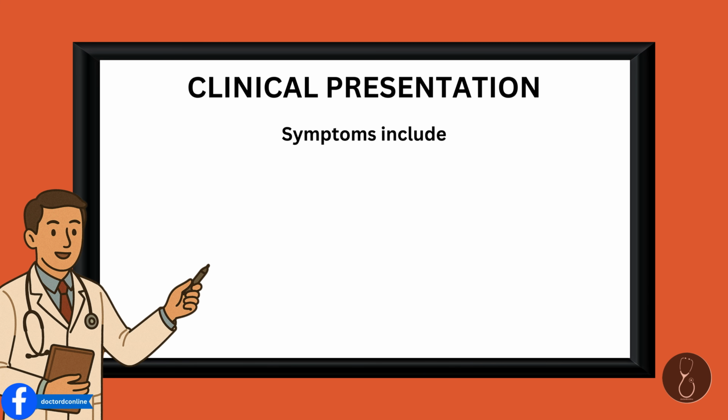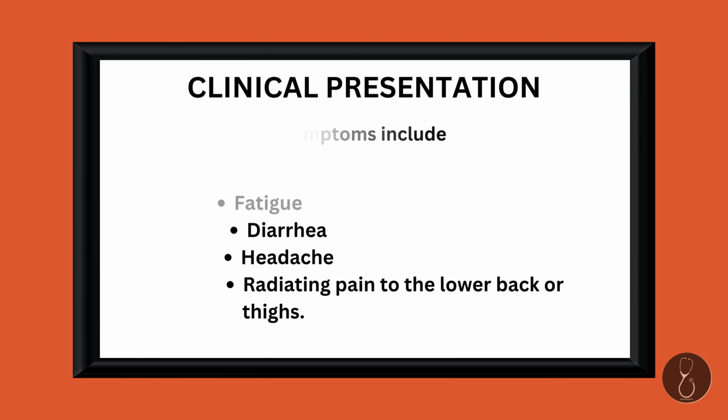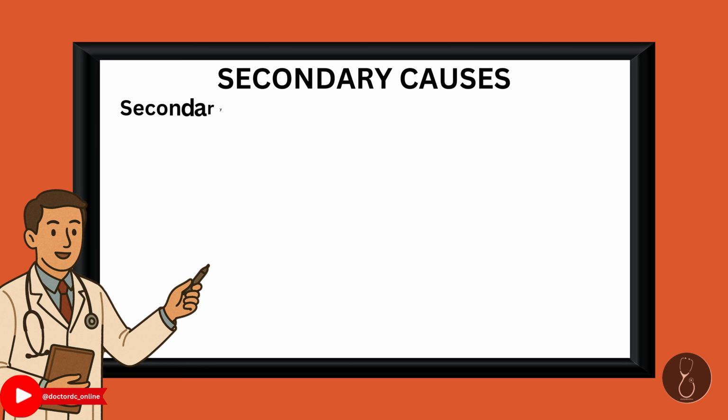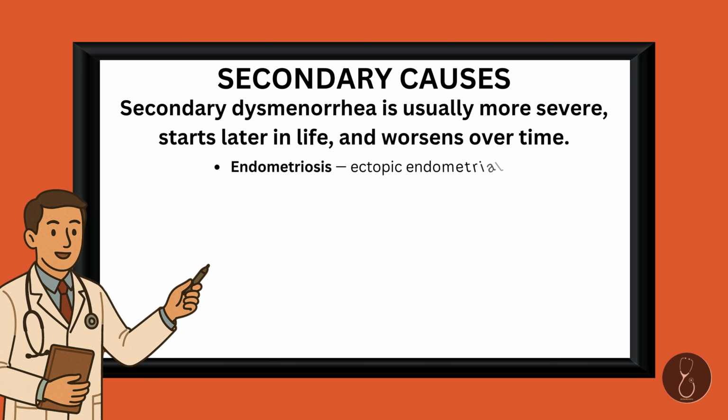Clinical presentation. Symptoms include nausea, vomiting, fatigue, diarrhea, headache, radiating pain to the lower back or thighs. Secondary causes. Secondary dysmenorrhea is usually more severe, starts later in life, and worsens over time.